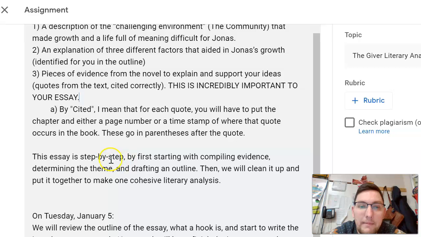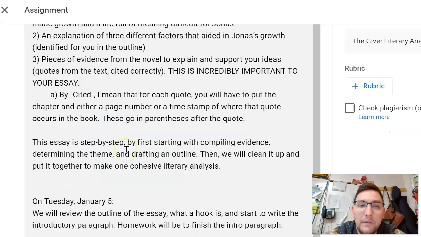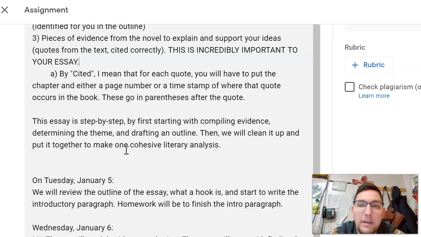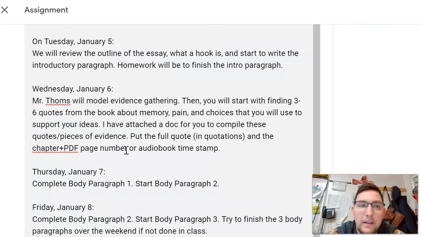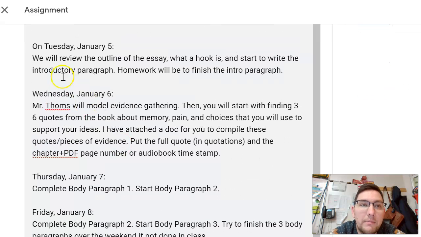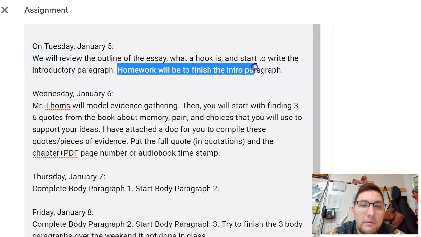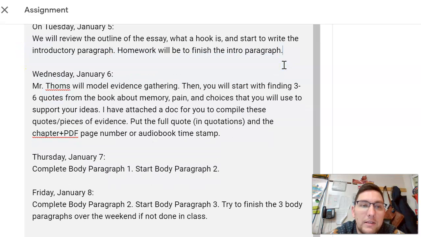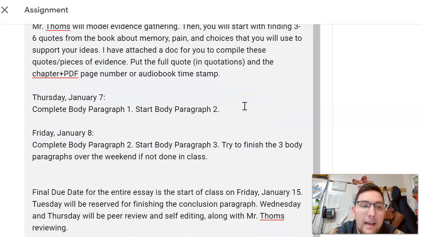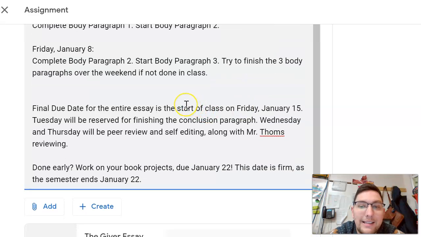The essay is step by step, first starting with compiling evidence, determining a theme, drafting an outline, and then you'll clean it up. And next week, you will put it all together to make one cohesive literary analysis. I'm not going to read through all this, but this identifies what we're doing each day this week: Tuesday, Wednesday, Thursday, and Friday. And then the due date for the entire essay is next Friday at the start of class, January 15th.